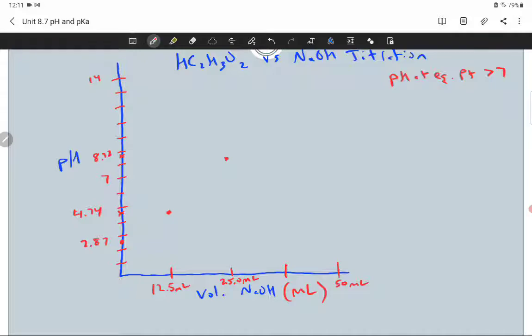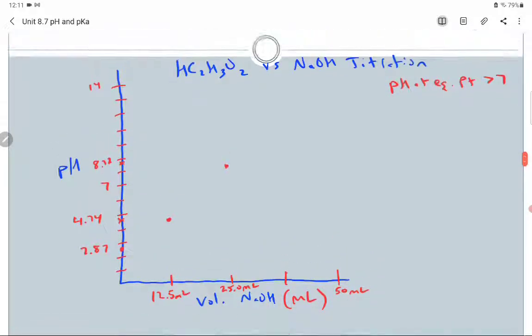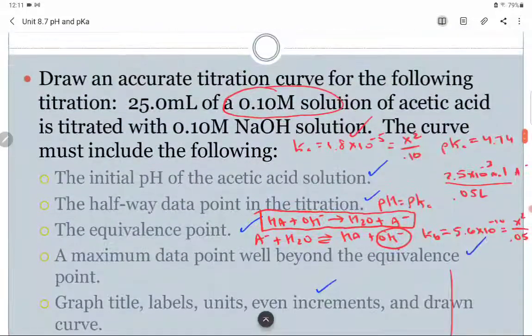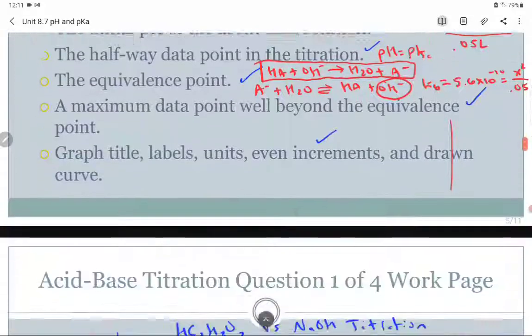And then that last point, somewhere approaching where the beaker or the flask, whatever it has, is primarily just sodium hydroxide. It was a 0.1 molar sodium hydroxide solution. So if you take the negative log of that, you'll get a pOH of 1. 14 minus that, you'll get a pH of 13. It will never get to 13, but it'll approach 13.